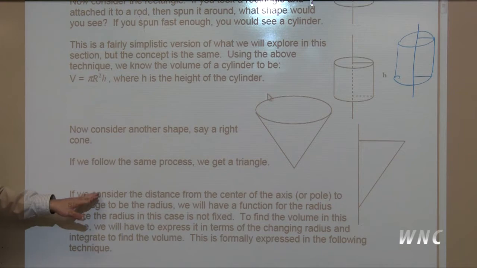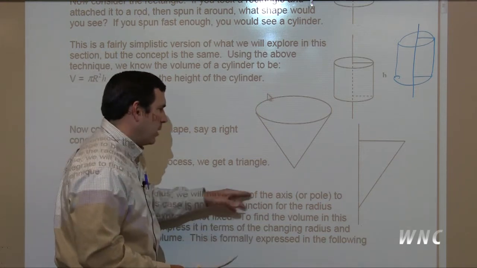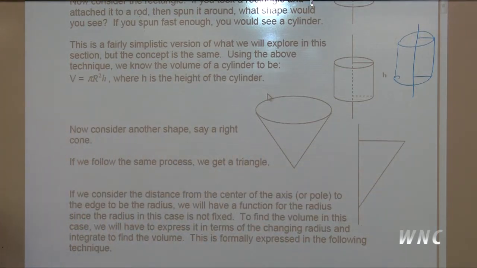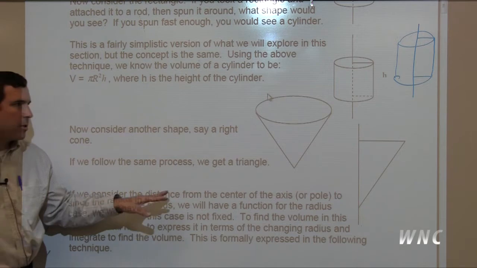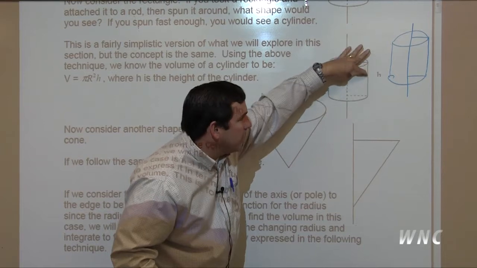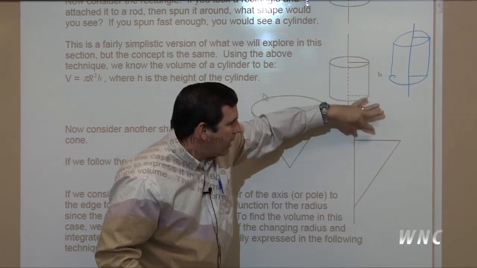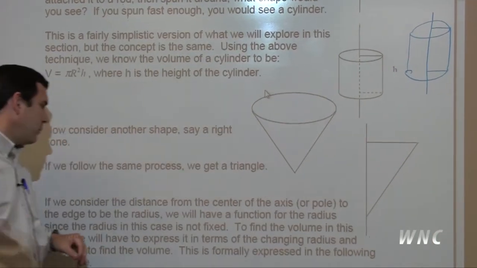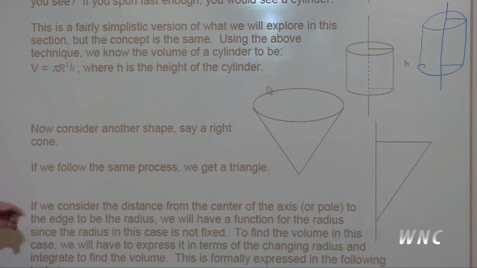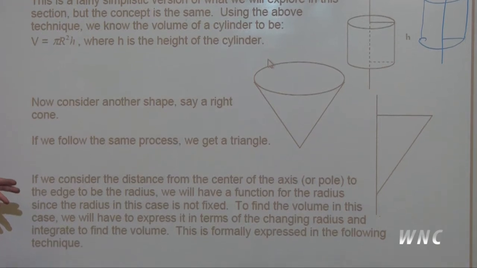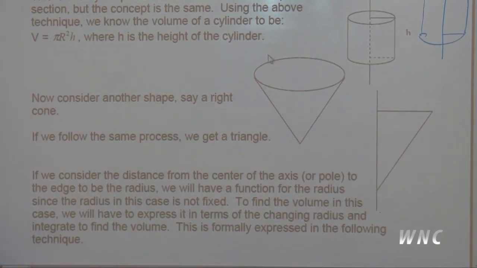We consider the distance from the center of the axis, or pole, to the outer edge to be the radius. So now we'll have a function for the radius. In this case, our radius is not a fixed value all the time. It's not always going to be 2 or 3 or something like that. It's going to be changing. We have a function for the radius, since the radius in this case is not a fixed value. To find the volume, we'll have to express it in terms of the changing radius and integrate to find the volume. This is formally expressed in the following technique.